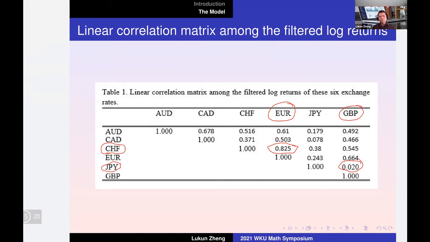Now, we here are talking about the linear correlation matrix, so whether they have some linear relationship or not. Of course, as we will show, the relationships between exchange rates are really complicated, and we will see something about this later on.